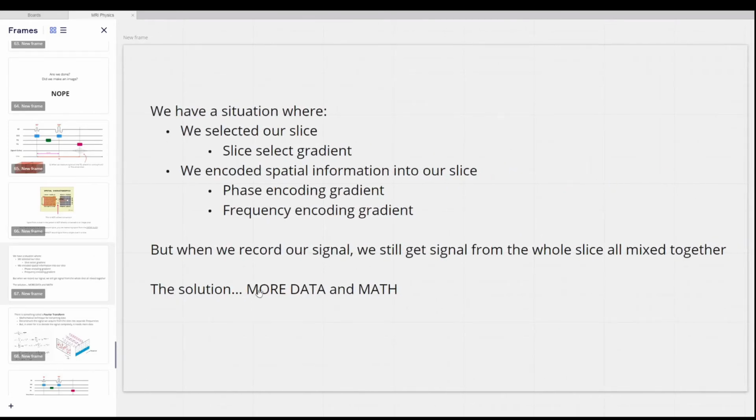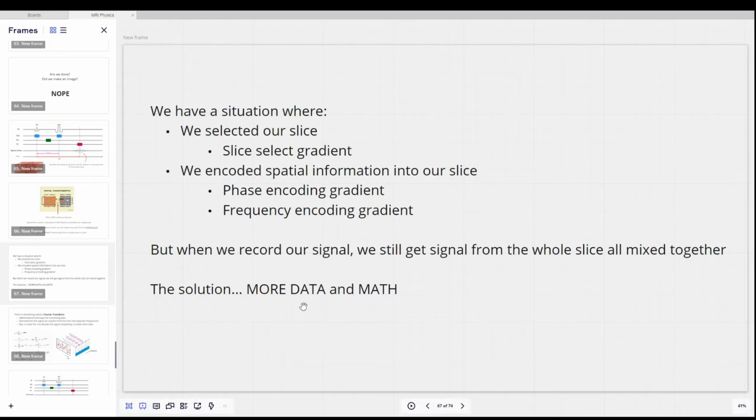So we've got a situation again. I'll just restate this. We selected our slice, right? We applied our RF pulse with our slice select gradient. We encoded spatial information into our slice with our phase encoding and our frequency encoding gradients. But when we record our signal, we still get signal from the whole slice all mixed together. Okay, so what do we do?